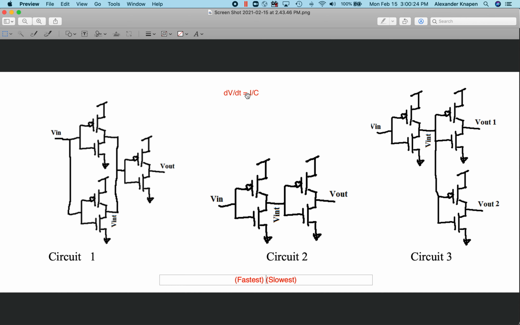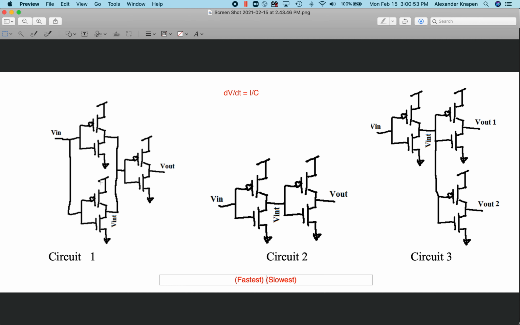And so specifically with the current, we'll be looking at the current being driven into a node V int on each of these circuits. And then we'll also have to look at the capacitance that is present on those nodes. And so we're given assumptions in the problem that each inverter drives at its output a current of I, and that each inverter has an output capacitance of C and an input capacitance of C. So using these two assumptions, we're going to look at circuit 1 first.